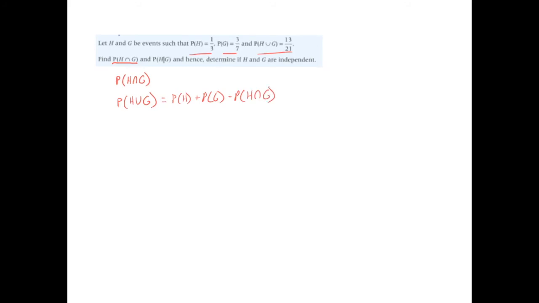Now what that means is I have the probability of H union G, which is 13/21. I have the probability of H, which is 1/3. I have the probability of G, which is 3/7. And then I have minus P(H intersect G). You'll notice that the only thing I don't have is exactly what I'm looking for, P(H intersect G). And so we should be able to solve that.